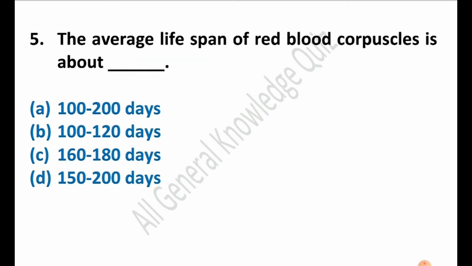Question number 5. The average lifespan of red blood corpuscles is about option A, 100 to 200 days. Option B, 100 to 120 days. Option C, 160 to 180 days. Option D, 150 to 200 days. The answer is option A, 100 to 200 days. The average lifespan of red blood corpuscles is about 100 to 200 days.